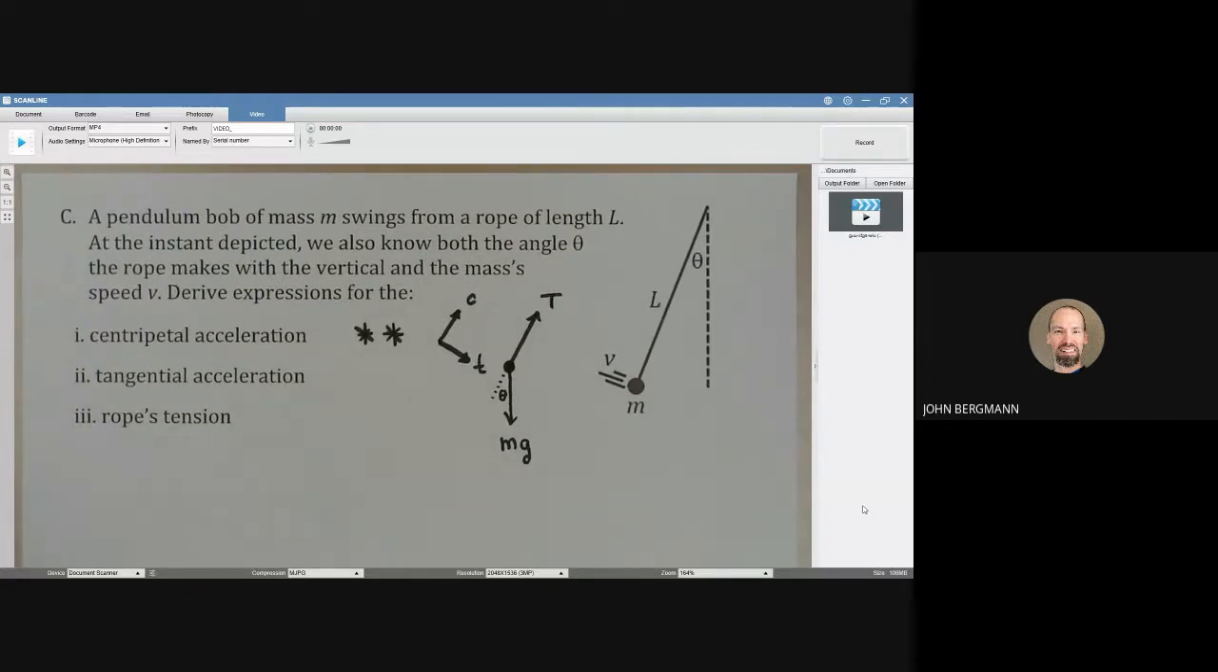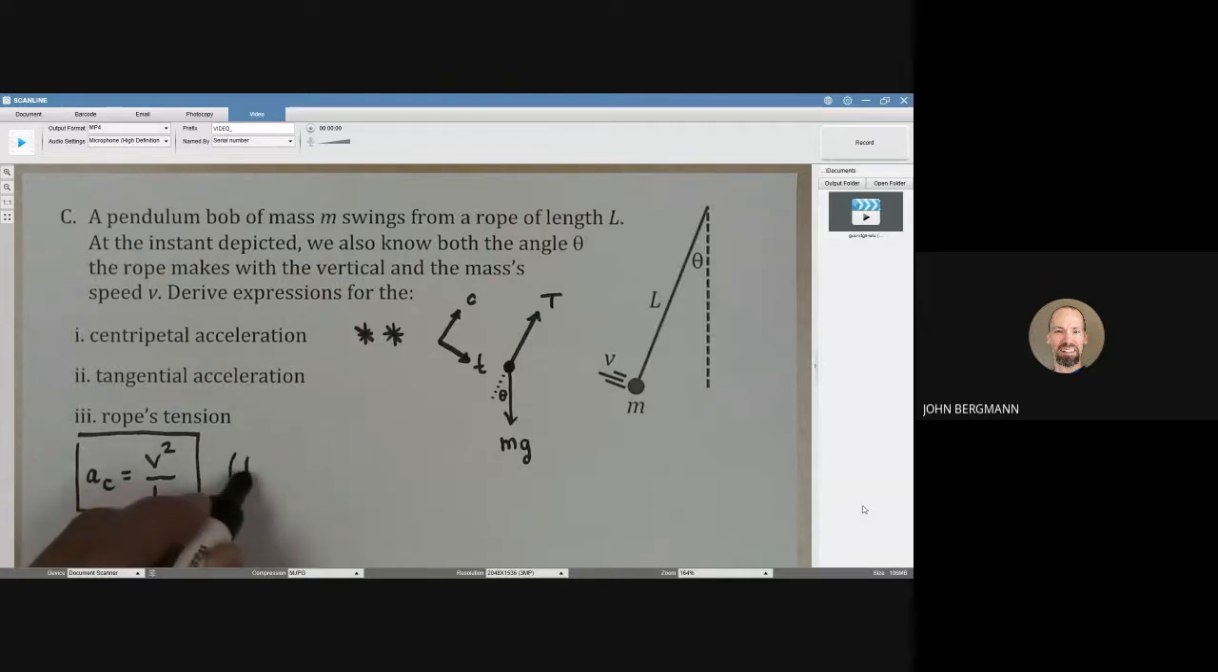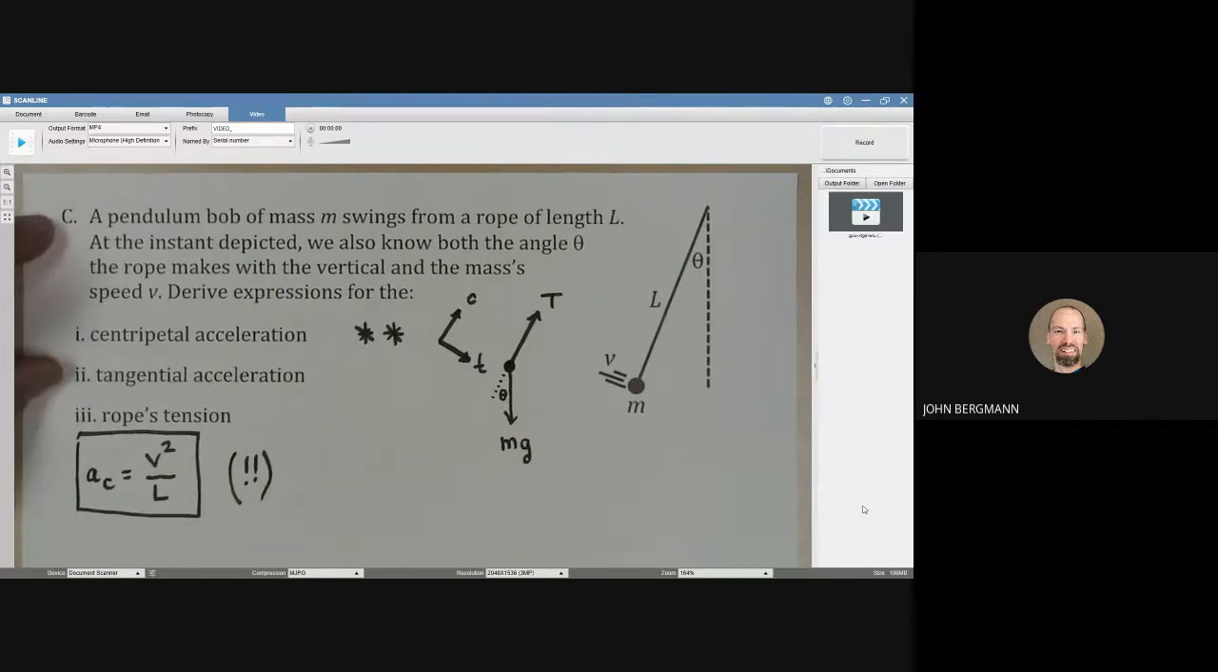Well, what do we do here? Centripetal acceleration. Well, let's see. Centripetal acceleration, what's the equation for that? Isn't it v squared over r? We know those. We know v, and we know the radius of curvature. It's the length of the rope. Okay, well, that was easy. All right, how about the tangential acceleration?